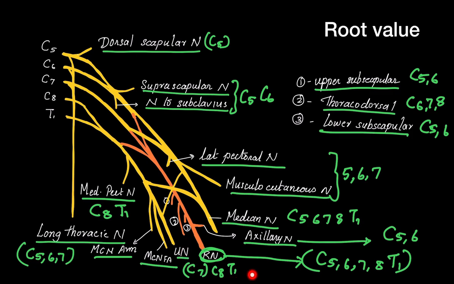Ulnar nerve also has C8 and T1. The C8 and T1 will supply the palm, hand. Okay, so all the nerves which reach up to the palm hand will have C8 and T1 in them. Okay, that's about the root value.